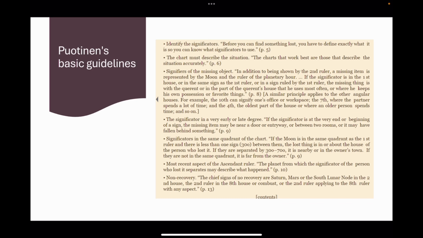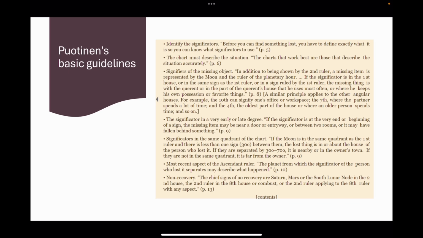Now, the second house represents our property, our possessions, and the things that we own. So the second house ruler is going to be representing the missing object. In addition to that, the moon is also going to represent the missing object along with the planetary hour.